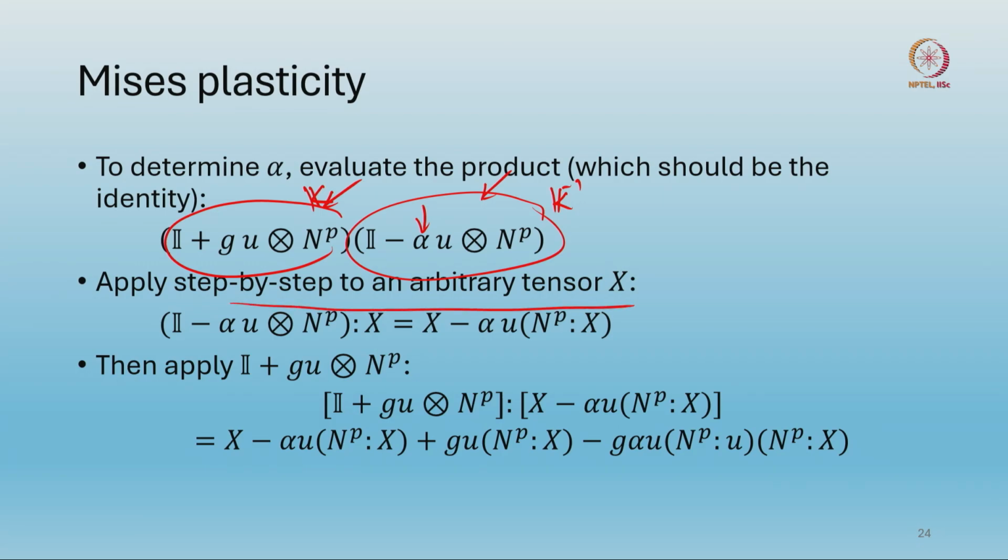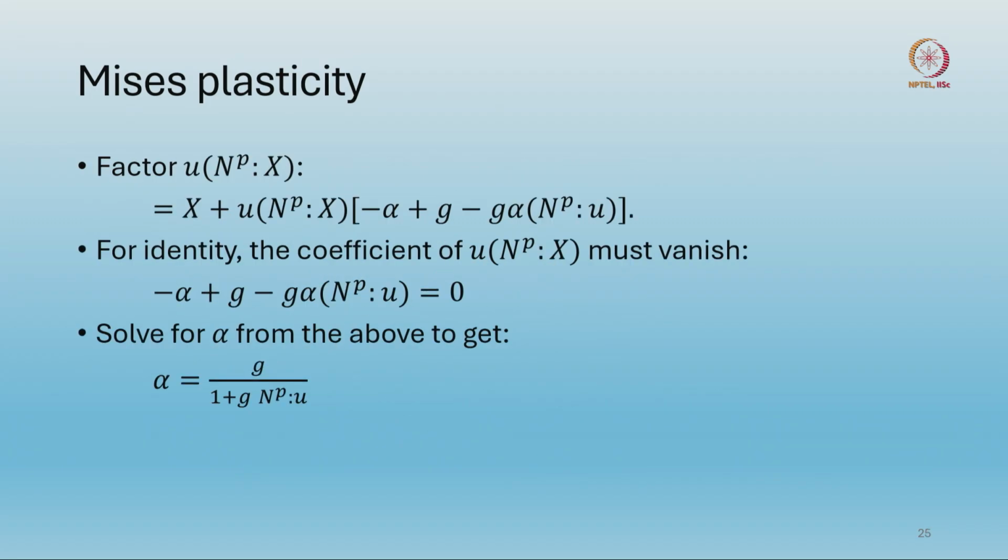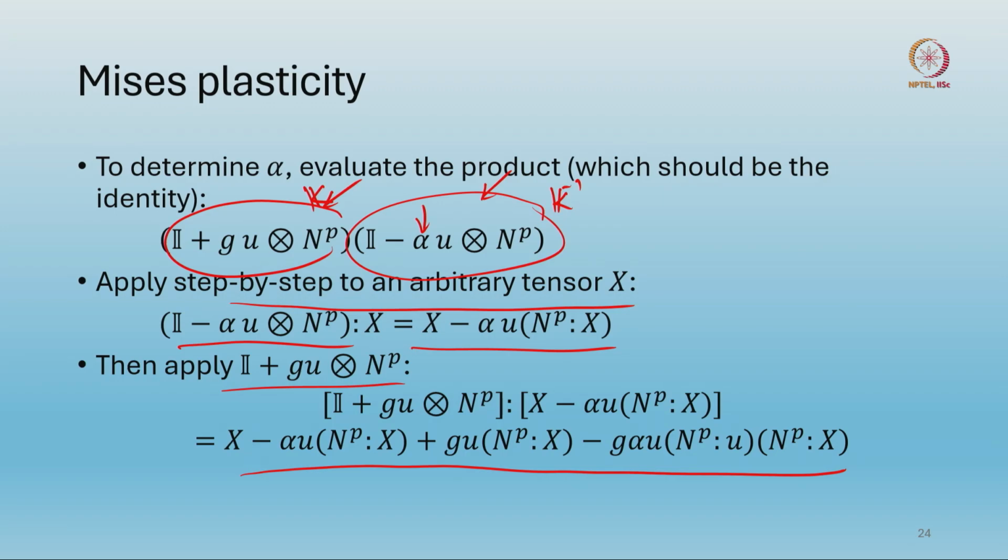First operate by the right factor on x. The right factor is I minus alpha U inner product NP, and you get this. Then apply the left factor on the result, x minus alpha U NP inner product x, to get this. So after expansion you get this whole quantity, and according to our logic so far, this has to be such that the whole thing becomes an identity.